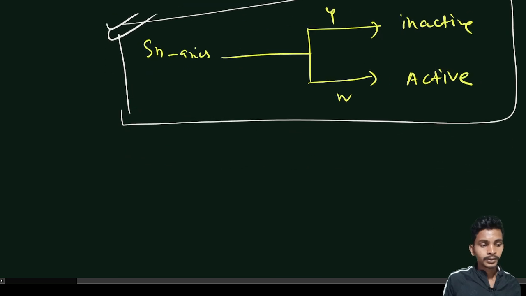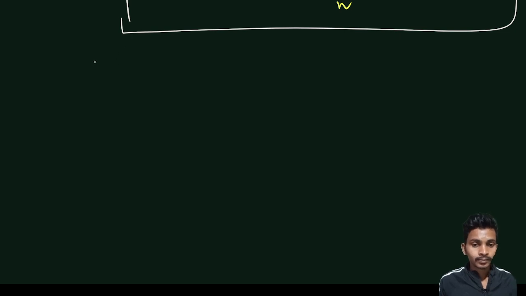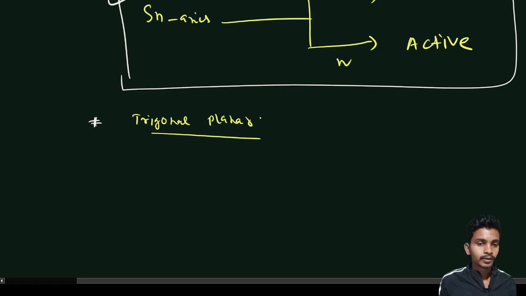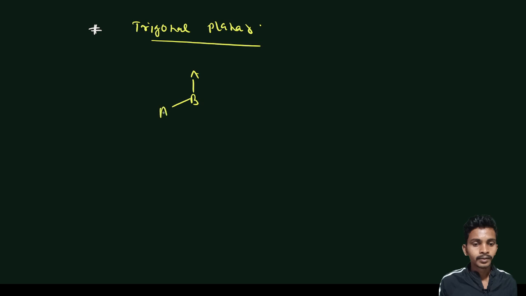So if you take the examples, like we have discussed, trigonal planar molecules, let's discuss trigonal planar. So this type of molecule, let's say BA3, that is trigonal planar. We can also discuss some triangle-type molecules first.